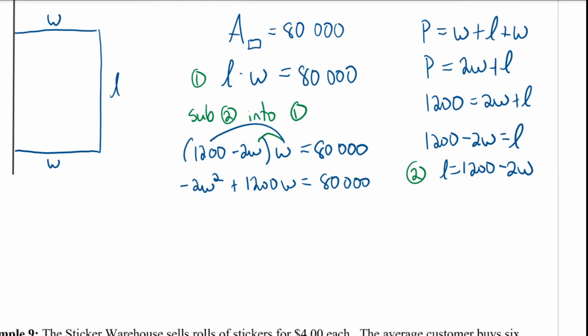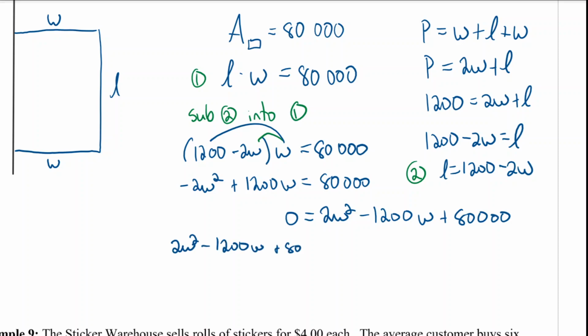Let's bring everything to one side. I'm going to bring everything to the right side because I like to have this with a positive. So when I bring it to the other side, it has a positive in it. So I'm going to get 2W squared. I'm going to bring the 1200 to the other side, so it becomes negative 1200W, and we have plus 80,000. And because there's a 0 here, I can write it like this, just because it's nicer to have your variables on the left.